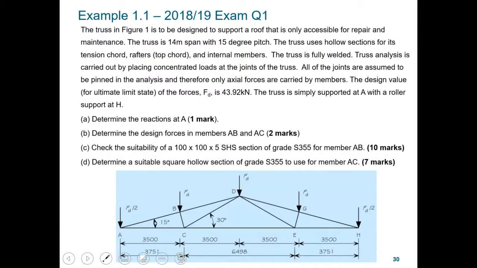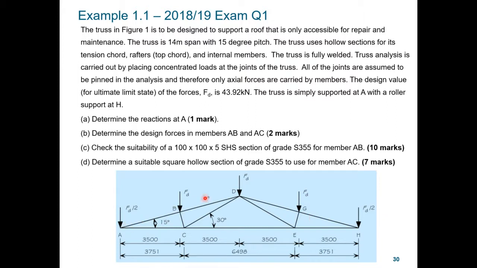Okay, so what I'm going to do is a quick example, looking at an exam paper from two years ago. This is what question one of that exam paper asked you to do. I probably won't go through all of this now; I'll finish off the other bits again. The truss in figure one is to be designed to support a roof. So this is a similar type of truss that you might be using. It's to be designed to support a roof that's only accessible for repair and maintenance.